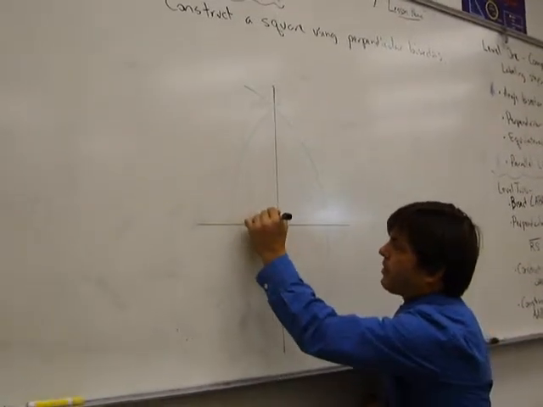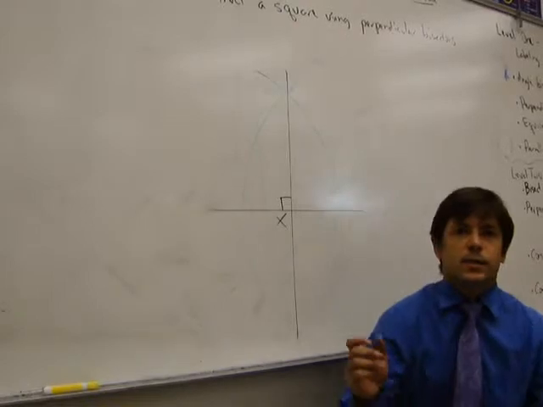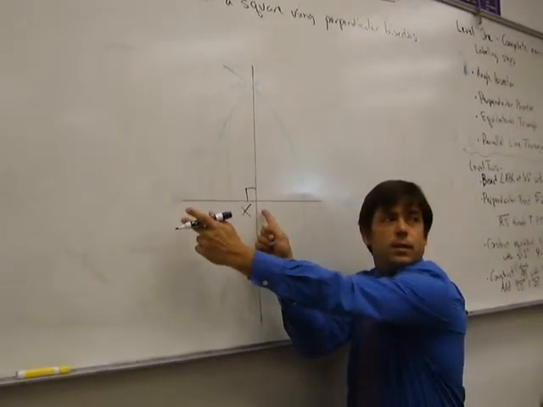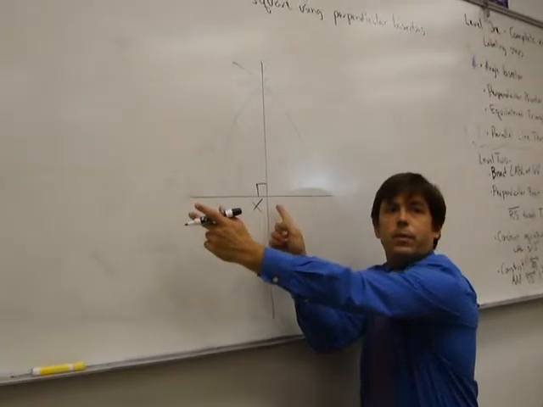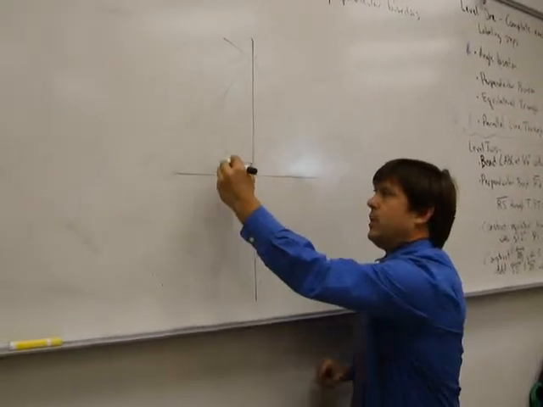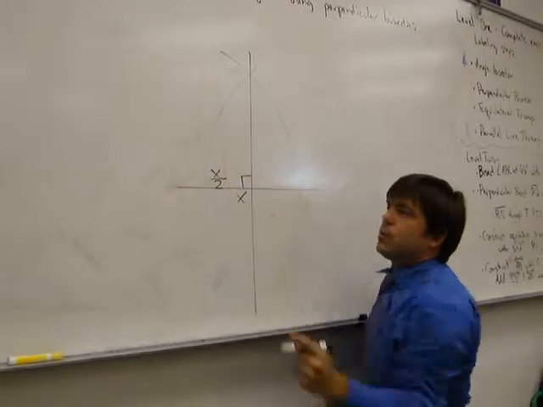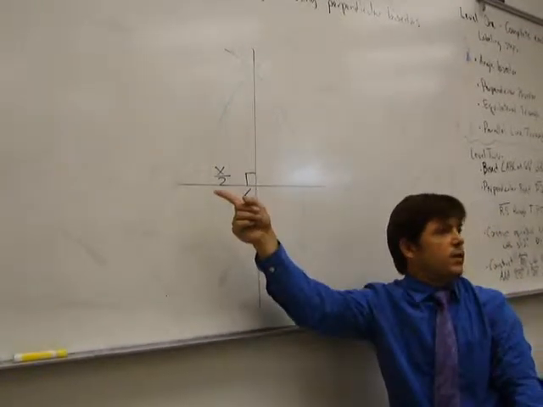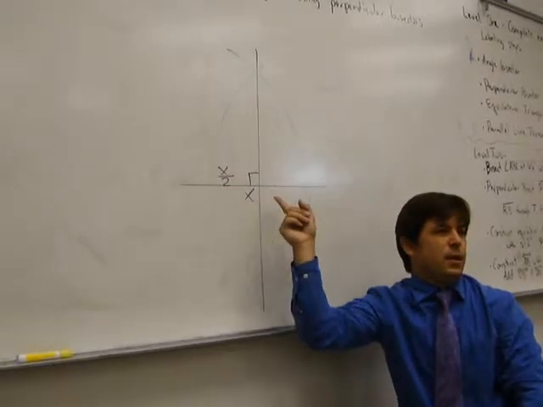Now, what I want to think about here is this. If this distance is x, what is this distance here? You've been here before? What is it? X over 2, right? Okay. So the side length of our square is not going to be x. It's going to be x over 2. Is that clear to everybody?